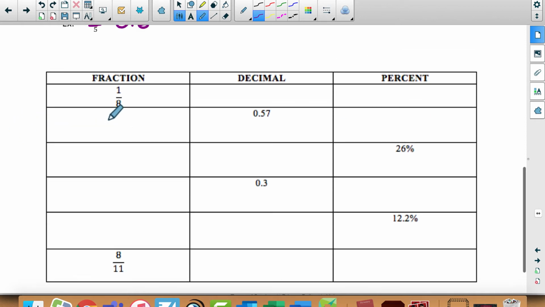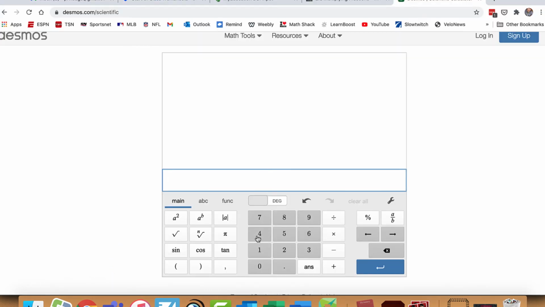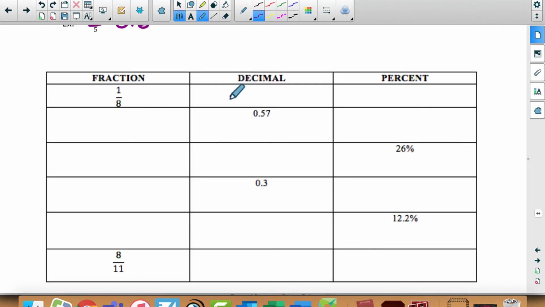All right, let's go, fraction we're starting with. Well, why don't we just do what we just did, fraction to decimal. That's not too bad. How do we do it? We used our calculator. We divided, right? 1 divided by 8. Let's start there. So here we go. 1 divided by 8, and my answer shows up here. 0.125. Great, I'll write that.